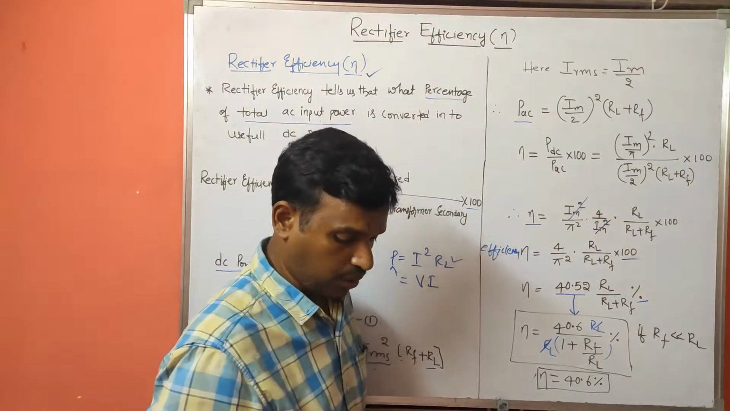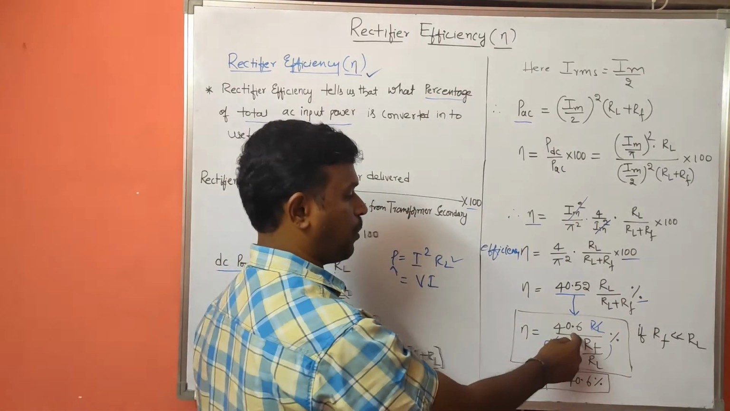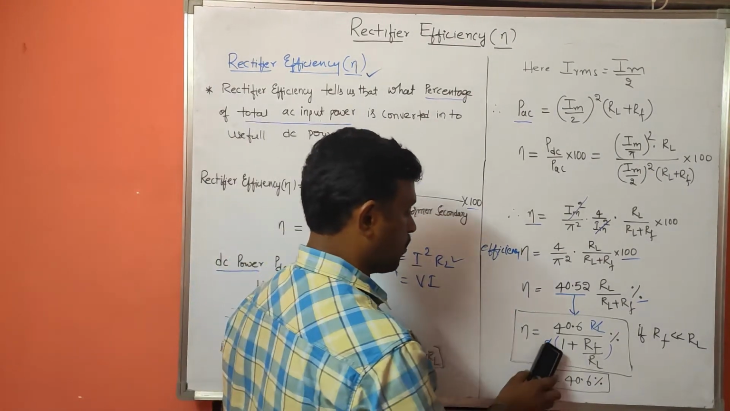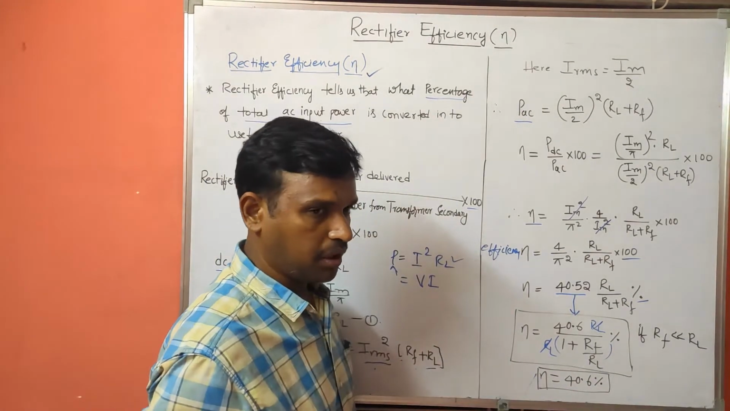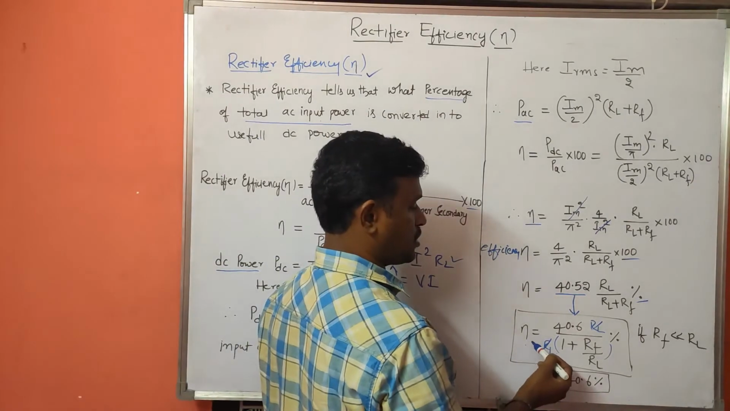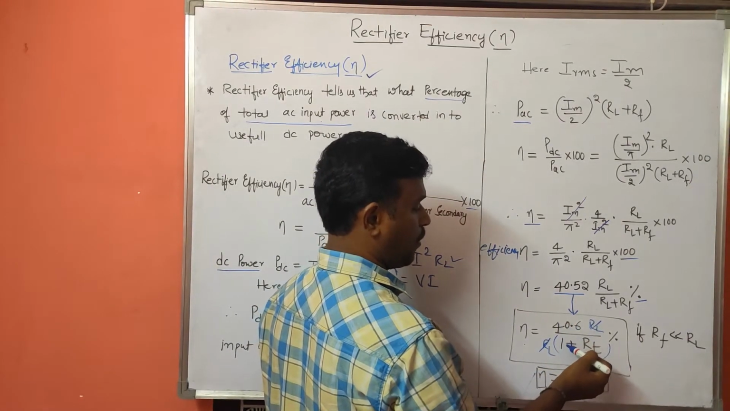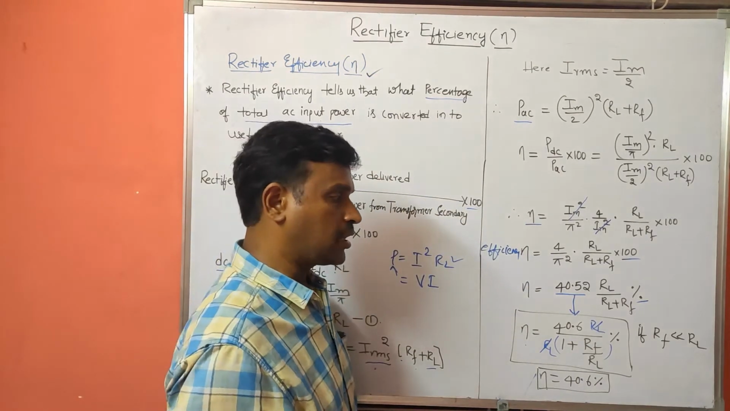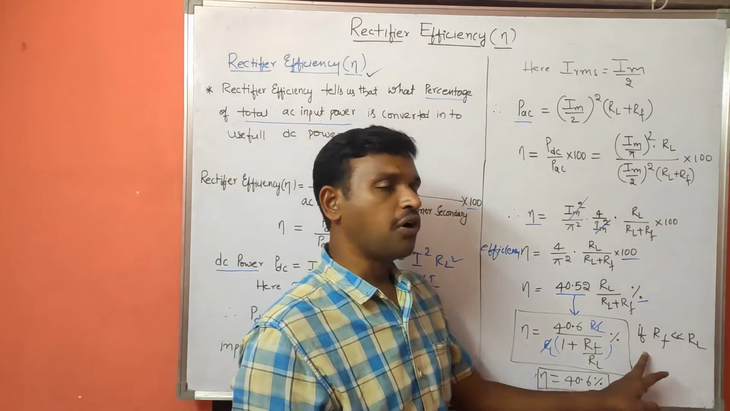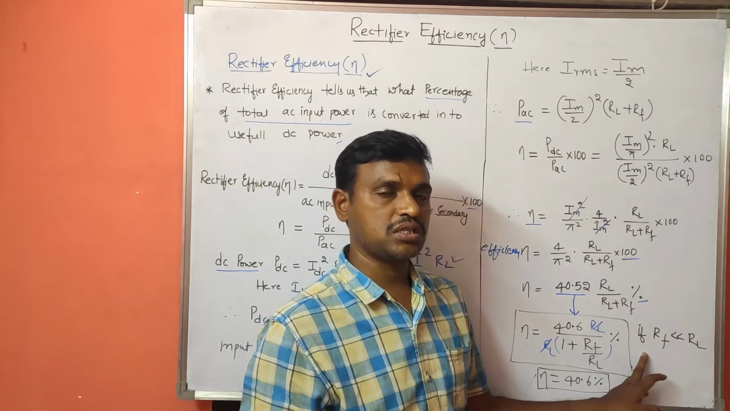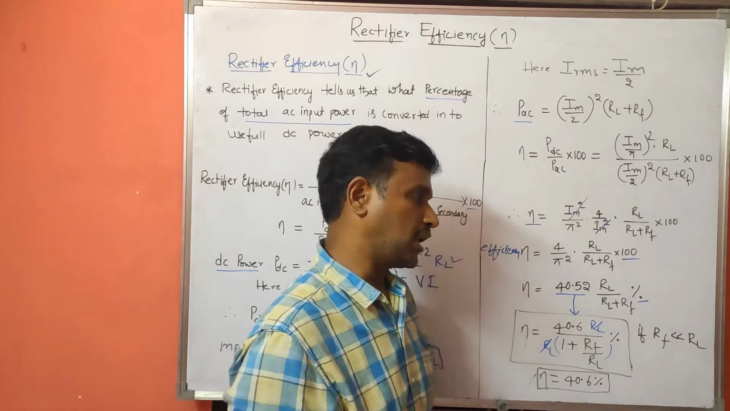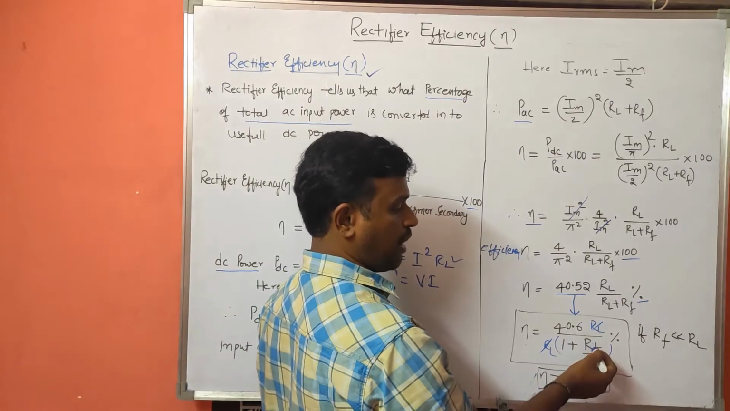So the remaining equation for us is 40.6 by 1 plus RF by RL. So that is the point we have to remember here. Here, efficiency is equal to 40.6 by 1 plus RF by RL percentage. But if you consider that RF, that is forward resistance, is generally very less, and it is less than RL, therefore we can neglect this RF value.